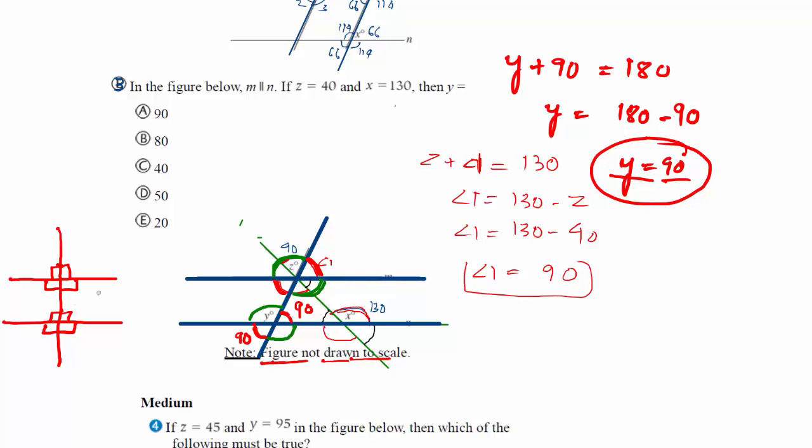That is the actual picture, but it's telling you the figure is not drawn to scale, so we don't believe in the figure, we'll believe in our calculations. So we got the value of y as 90, so we'll plug in the value of y as 90 in the answer. Now let us see the medium level.